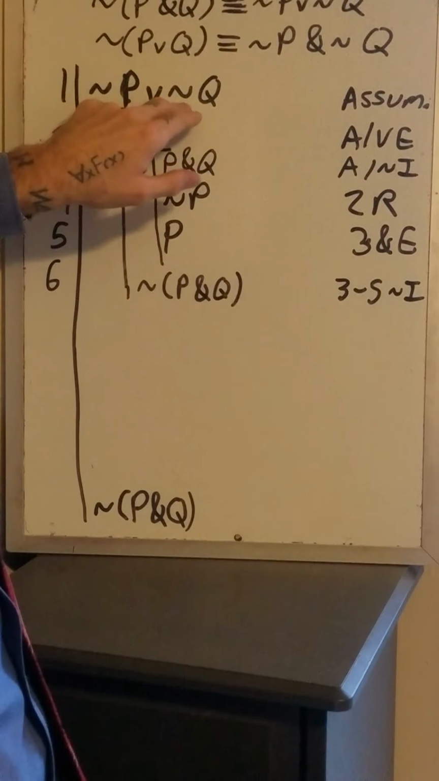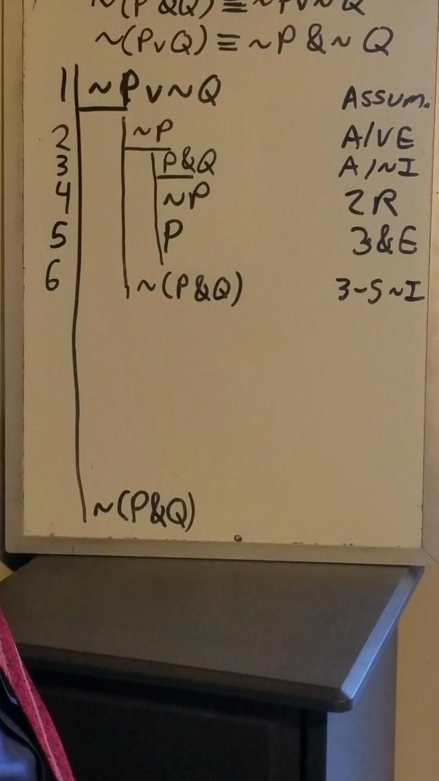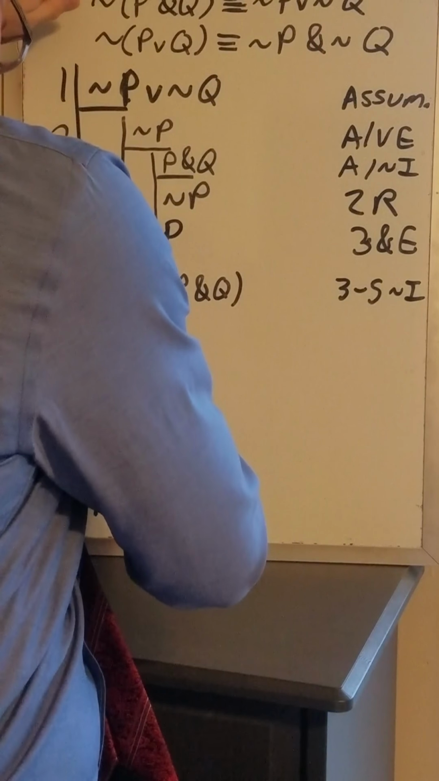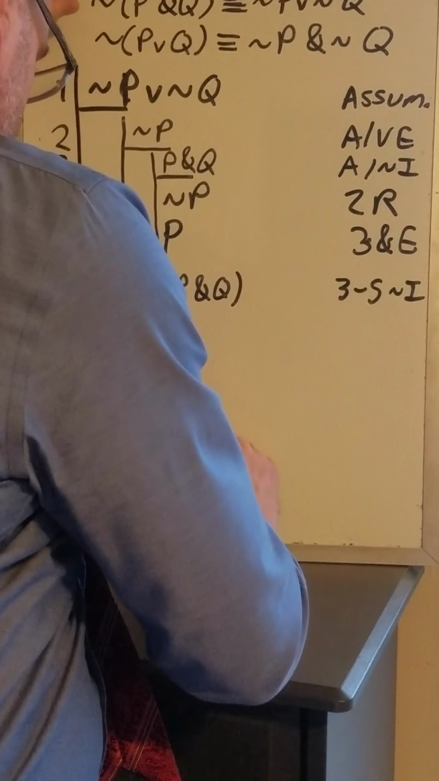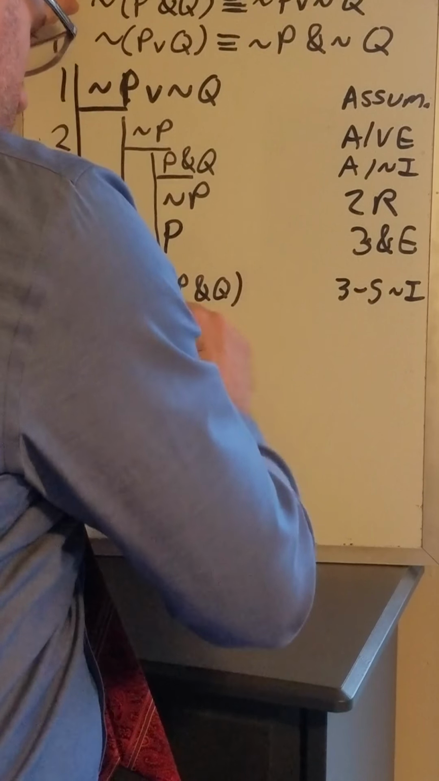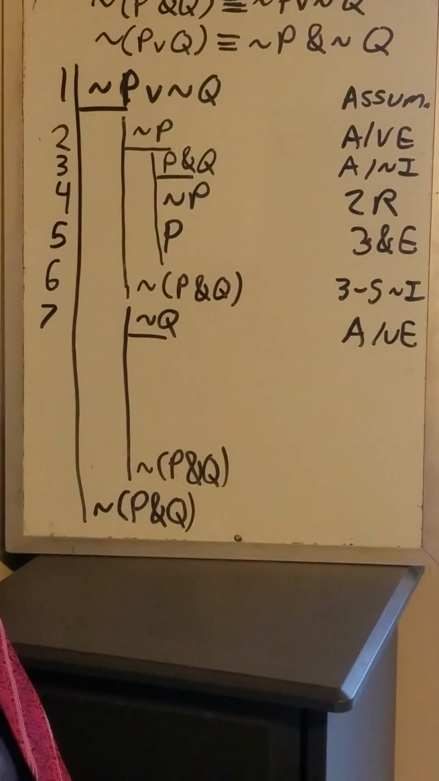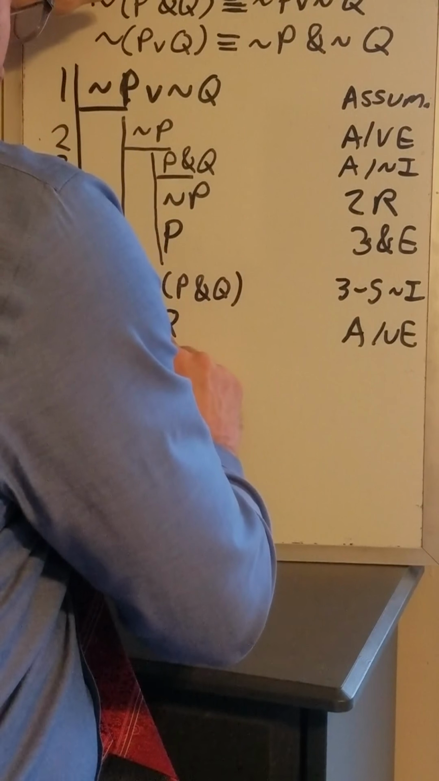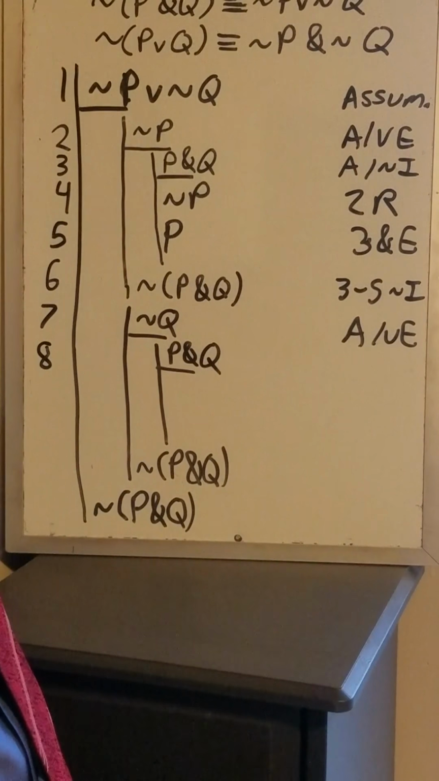Alright, so now we need to do the same thing with not Q, and this is pretty much just going to be symmetrical. It's going to be a repetition of what we just did. So that's an assumption for purposes of disjunction elimination. We're going to assume P and Q for purposes of negation introduction.